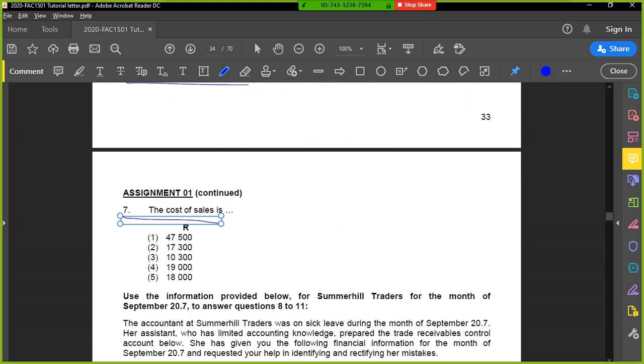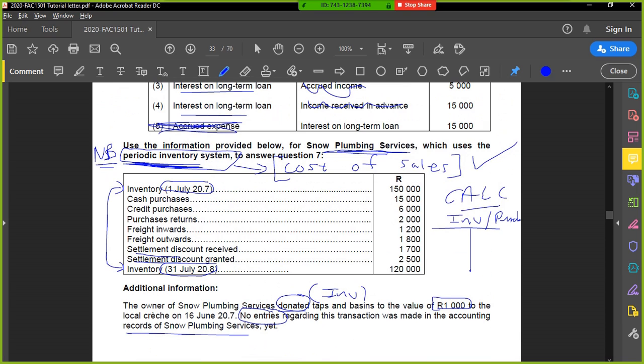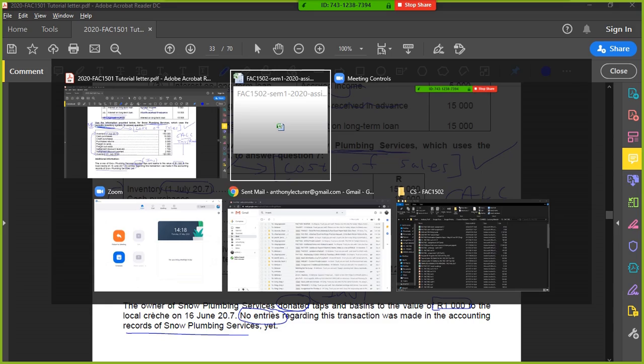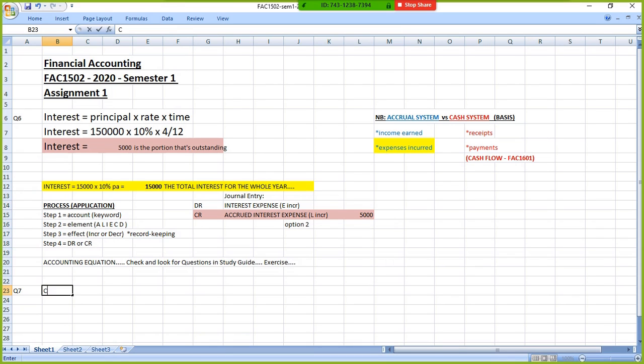7. The cost of sales is. There we go. We didn't even look at that, but we had an idea that we're probably going to have to calculate cost of sales because we know periodic requires a working. So let's show the working. This requires some studying.